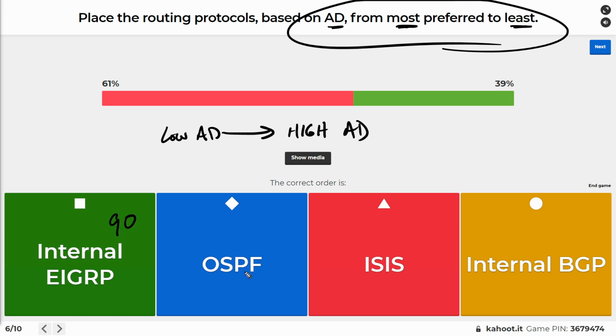OSPF has an administrative distance of what? Help me out here. Go ahead and put that in the comments. What is the AD, the administrative distance of OSPF?